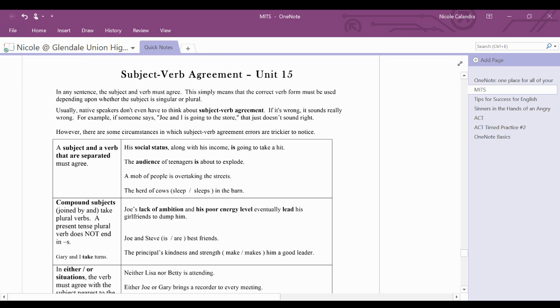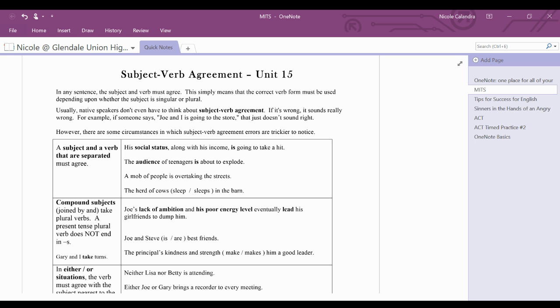I don't often say that in English, but for this particular rule, that sometimes is a little bit easier to use. Okay, so there are a couple of situations. So if you have a subject and a verb that are separated, obviously when they're separated, they need to agree. So let's look at some examples.